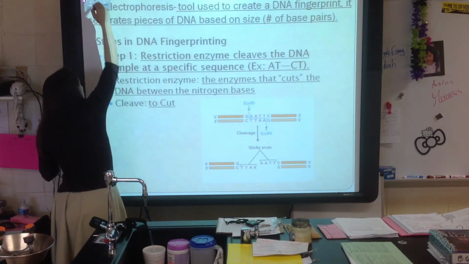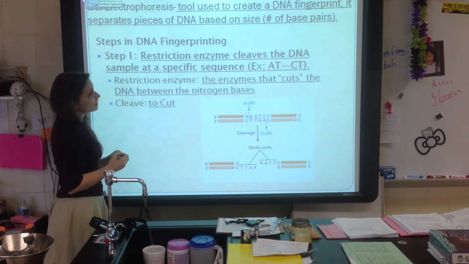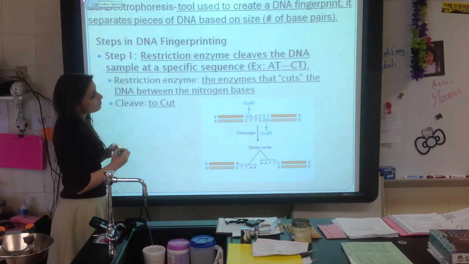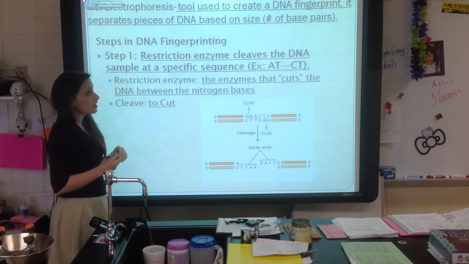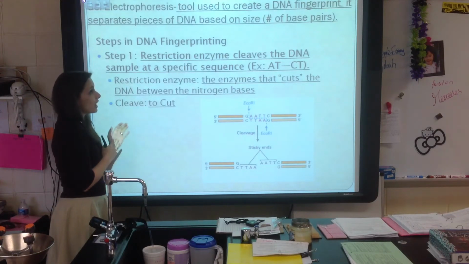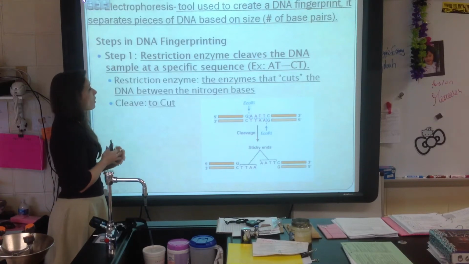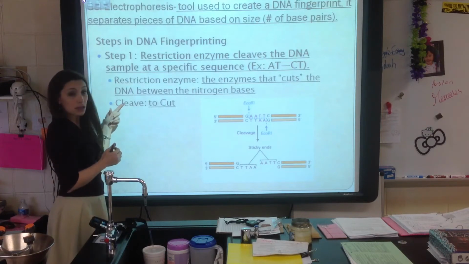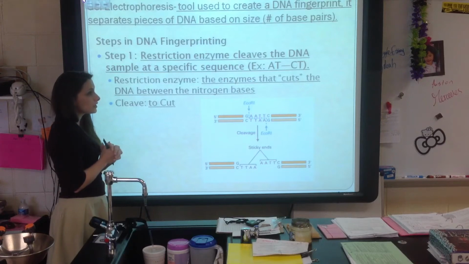You use something called a gel electrophoresis. Gel electrophoresis. It's the tool used to create a DNA fingerprint. It separates pieces of DNA based on size. And so how exactly do we do that? Well, the first thing that we do is we use a restriction enzyme. A restriction enzyme cleaves or cuts. The word cleave means to cut. Cleaves the DNA sample at a specific sequence.